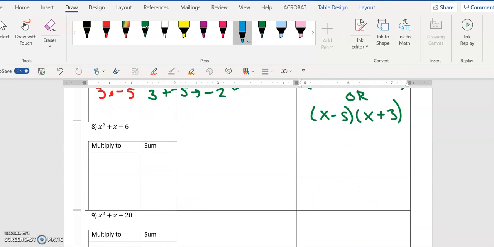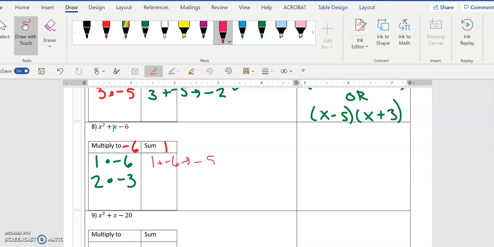Number 8, we're going to multiply to -6, add to 1. When there isn't a number as a coefficient, that means there's an invisible 1 in there. B is 1. So what numbers will multiply to -6? We have 1 times -6, 2 times -3. Let's try adding those. 1 plus -6 is -5, and 2 plus -3 is a -1.